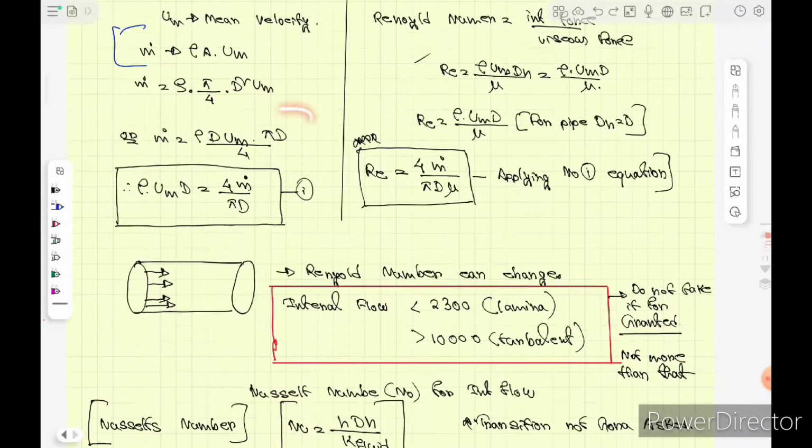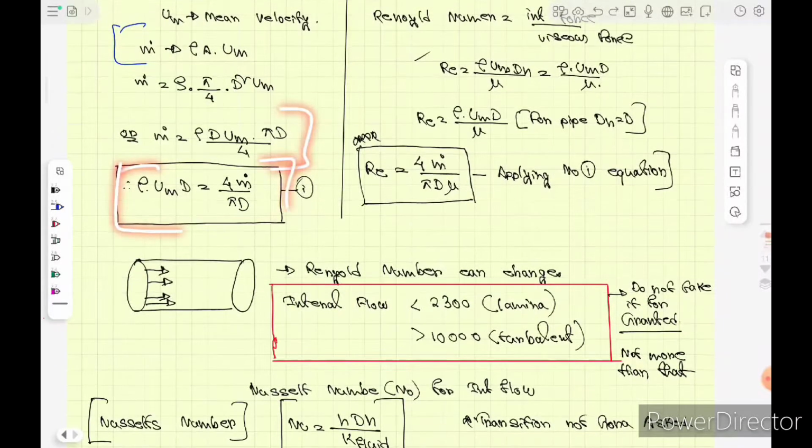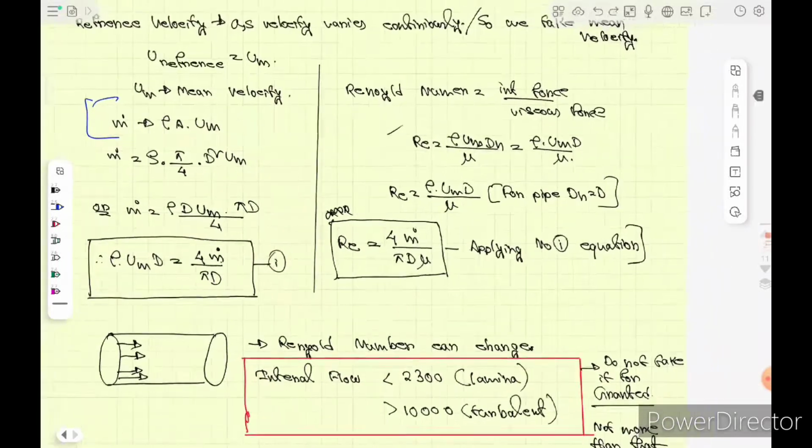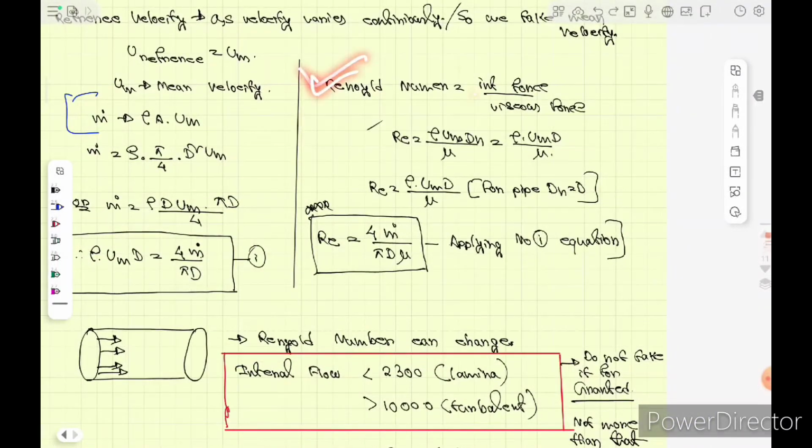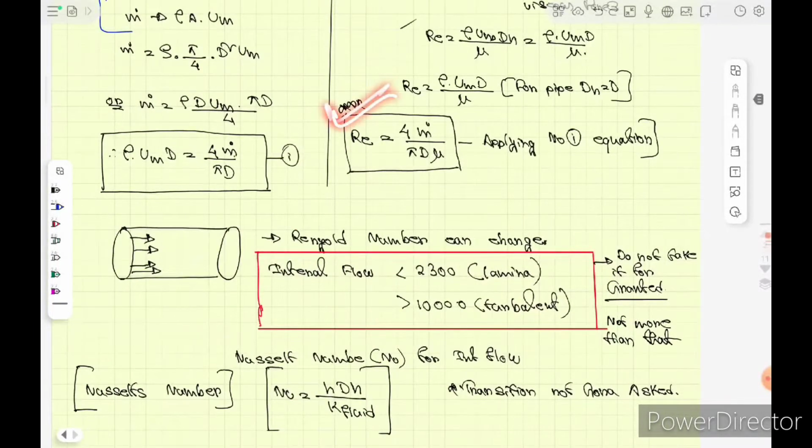From Reynolds number, it is inertia force by viscous force, so simply you know. And what is Re? Re is rho um into hydraulic diameter by mu. And from there, rho um is 4 m dot, mass flow rate, by pi D squared. That number we have just put here, so Re is 4 m dot by pi D mu. That is the equation, remember that.